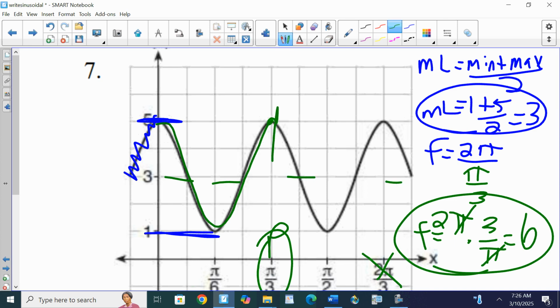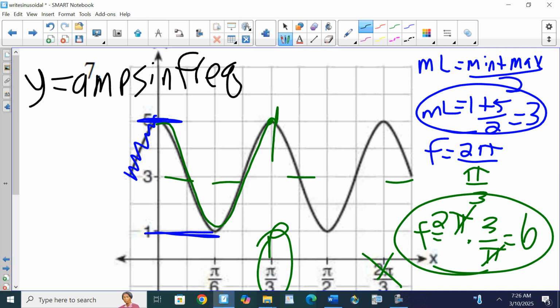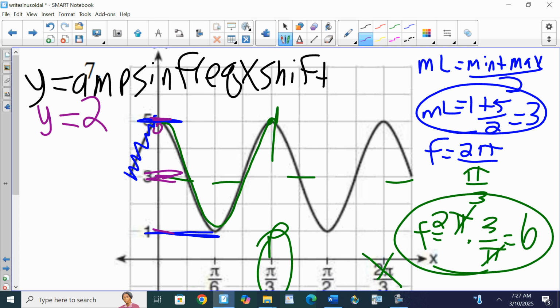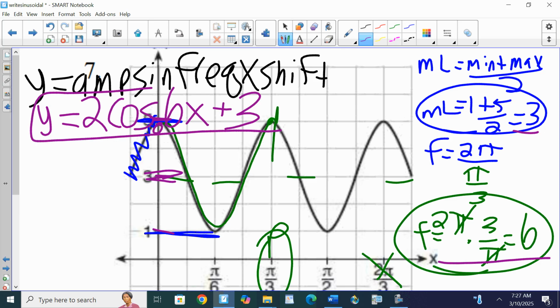Sketch in the midline, that will help you with the other components. Now it's time for y equals amp sine freq x shift. So let's go. Y equals the amplitude, well, from 3 to 5 or from 3 to 1 is 2. It's a positive cosine again because it's starting at the max. Frequency is 6, because I have it here. X shift is 3. Again, the shift is the midline. That's your answer.